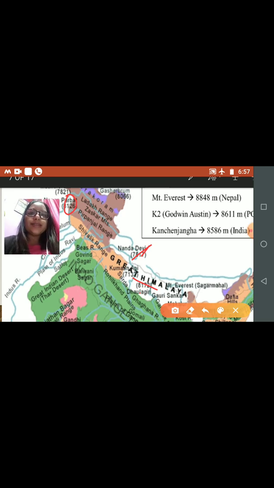This is an important fact you need to remember: these snow covered mountains are the source of many glaciers. One such glacier is the Gangotri glacier. You all know that the Gangotri is the source from which the river Ganga originates. So this is all about the Greater Himalayas or Himadri.